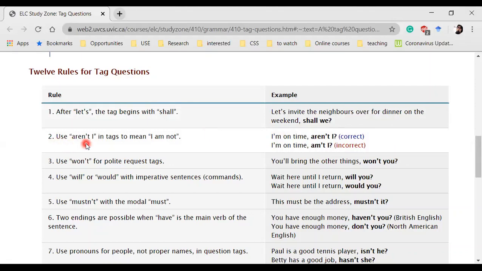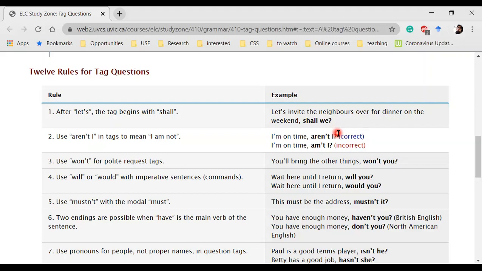Rule number two, use aren't in tags to mean I am not. So you do not use am I. We know that for I we use am as a verb, but here the correct use for the tag would be aren't I. This structure, am I not, might be used, but that would be really formal. So usually, and most often, you will find aren't I. So I am on time, aren't I? Not I'm in time. So the correct use would be aren't I. So these are the things that you need to remember. Basically, these are certain exceptional rules.